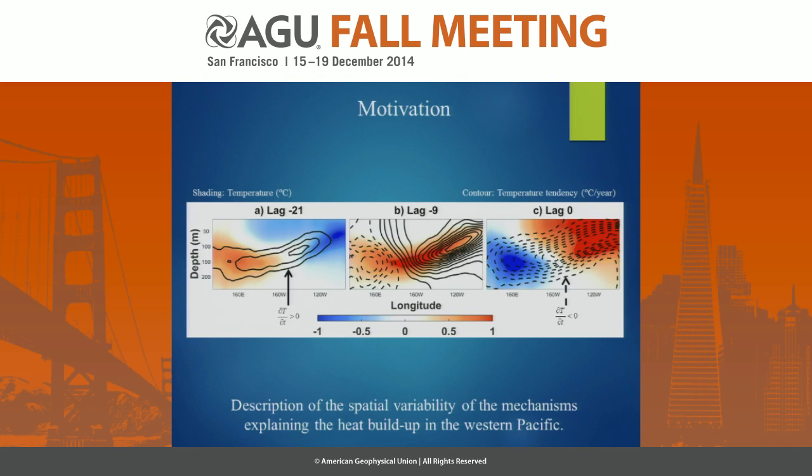This is the typical picture of the composite of El Niño events. It corresponds to the Equatorial Pacific. We have depth, we have longitude, for three different lags. The shading corresponds to temperature, and the contour corresponds to the tendency in temperature. At zero lag, we have the typical structure of an El Niño event.